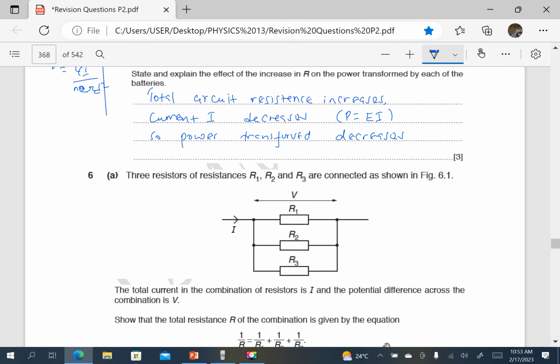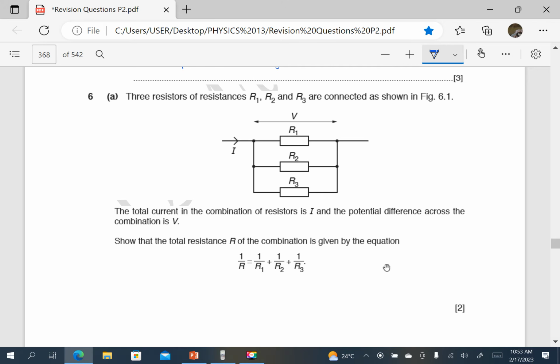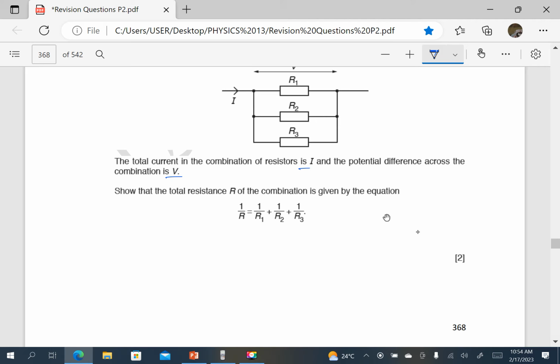The resistors R1, R2, and R3 are connected as shown in the figure. Total current in the combination of resistors is I, and the PD across the combination is V. Show that the total resistance R of the combination is given by 1 over R equals 1 over R1 plus 1 over R2 plus 1 over R3.